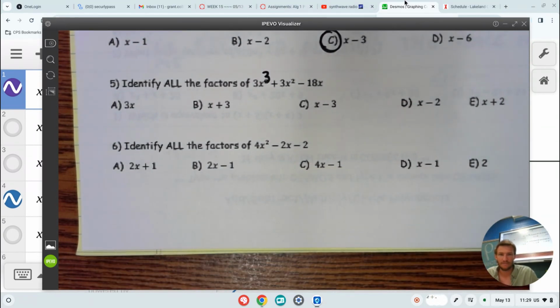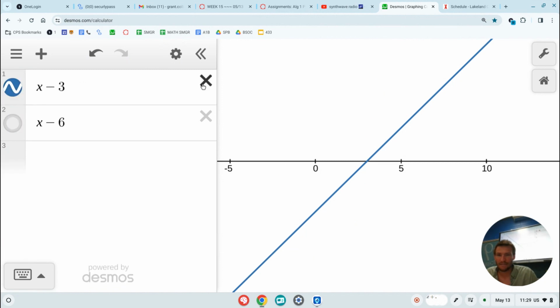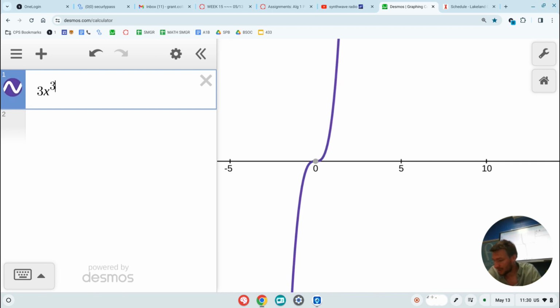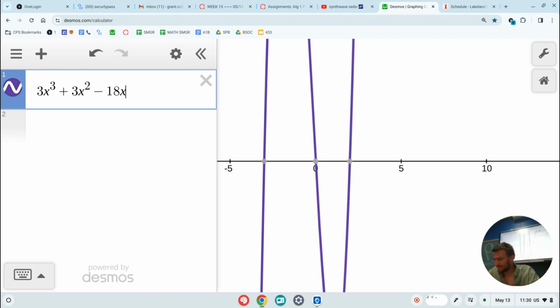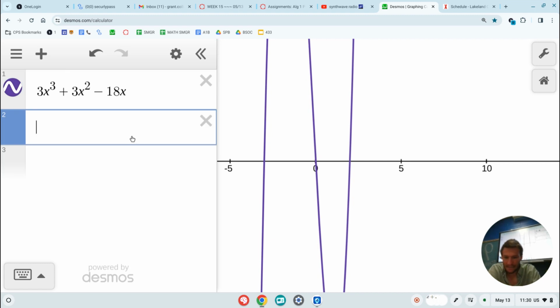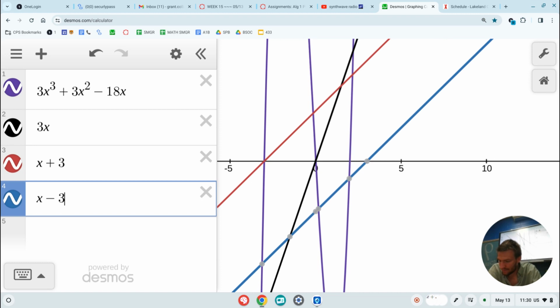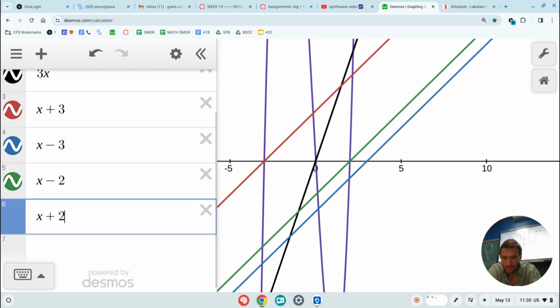Still an easy question. If I go to type this in, I'm going to have 3x shift 6, 3 for a cubed, plus 3x shift 6, 2, minus 18x. I'm going to go ahead and type in ABC, 3x enter x plus 3 enter x minus 3 enter x minus 2 enter x plus 2 enter.